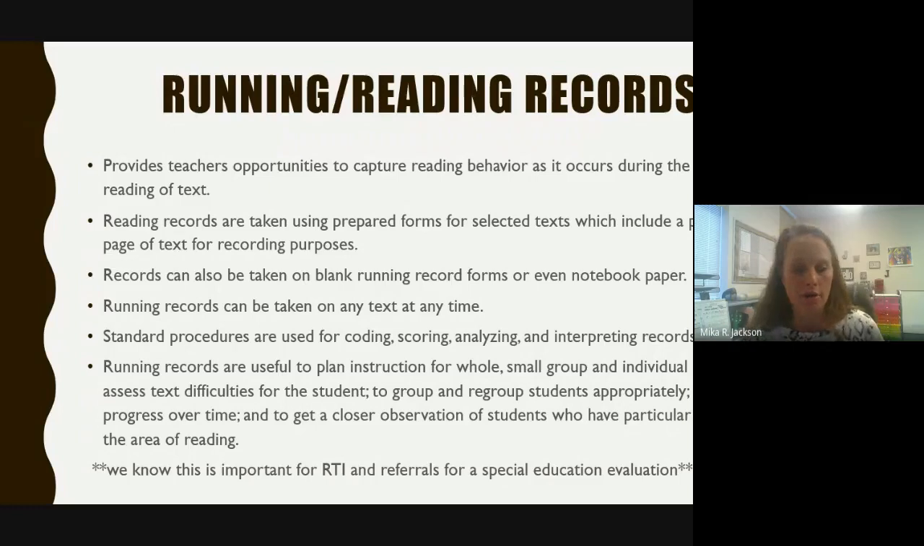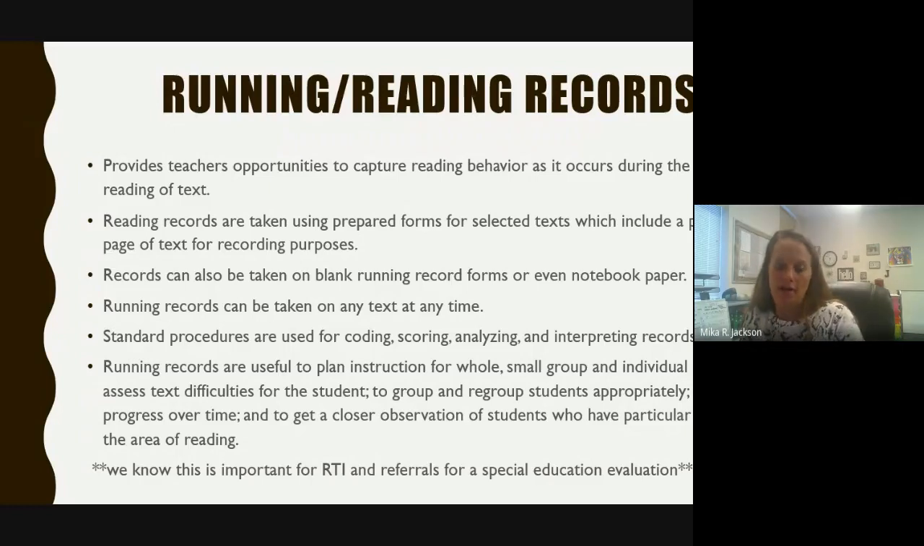Running records are useful because you can plan instruction for your students. You can do it as a whole group for your class, you can break it into small groups, and you can even give individual instruction for a student who may need that. The running records help to assess text difficulties for the students. So what are they specifically struggling with that you notice? You may want to do your groups that way instead of by what number book they're on.